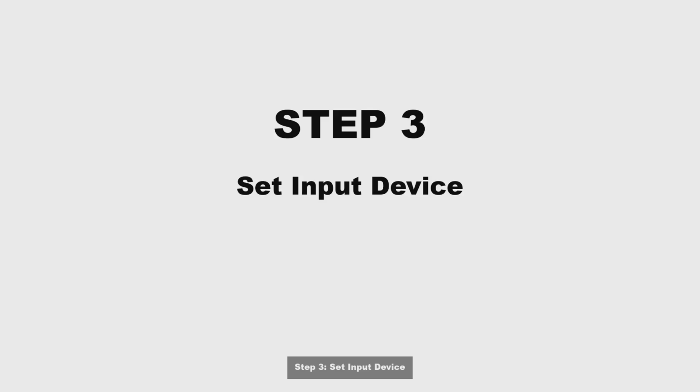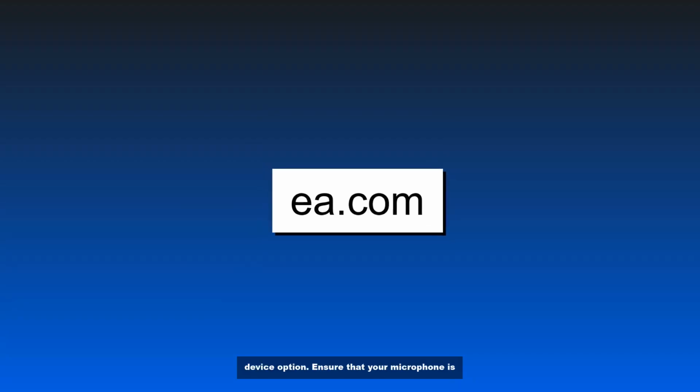Step 3. Set input device. Still in the audio settings, find the input device option. Ensure that your microphone is selected as the input device so that your voice can be transmitted to other players.